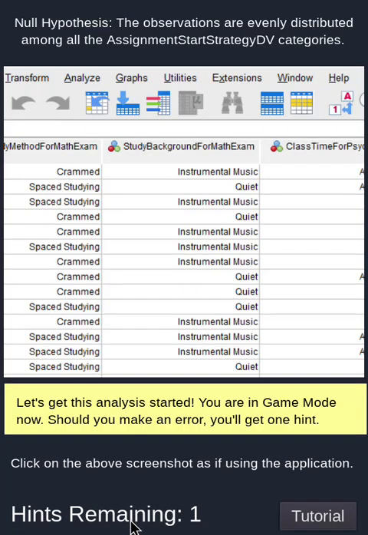All right, we'll go into game mode and see how well we can do this from memory, if you will. So we're going to do a chi-square. We're going to explore whether the spread of observations across our 3 categories for assignment start strategy. And those 3 categories were people who did it all in the last 24 hours, people who got an early start, and people who paced themselves evenly, right? So for the chi-square, our null hypothesis can be that observations are evenly divided among those conditions.